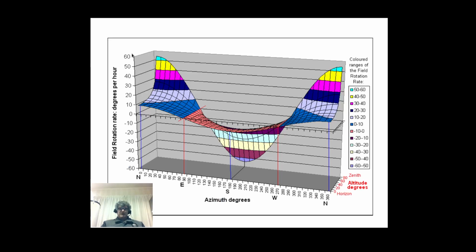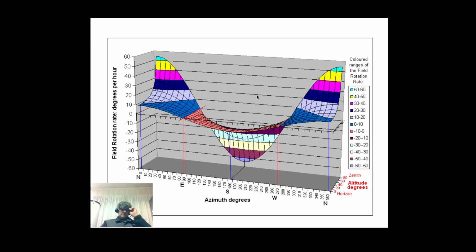First of all, this is a chart showing you, for a given latitude, the calculated field rotation in degrees per hour, going from 0 to 60 down to minus 60. I can't remember what the latitude was for this particular chart. So the rotation can be either way depending on your azimuth. In this case, the azimuth runs along this axis from 0, which is north, back to 360, which is also north, and the altitude runs from 0 up to the zenith.